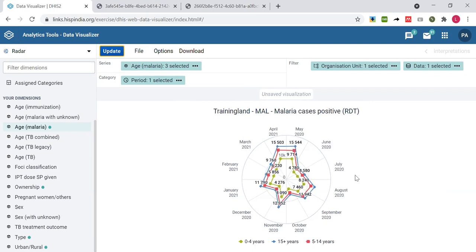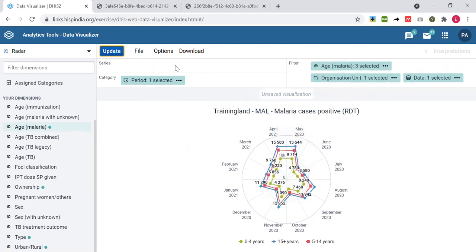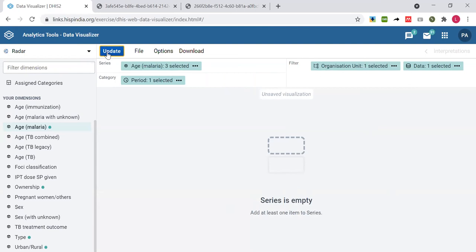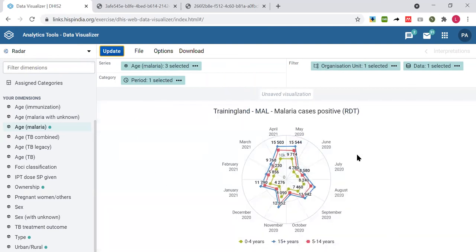Now, please note, this is a kind of trial, and it involves some trial and error as well. There is no harm in trying to visualize a wrong or inappropriate thing in any of these dimensions and trying to update. You can't break DHIS2 by doing that. You might sometimes even see errors. So let's try to update it now. Sometimes it gives a very specific error like this, series is empty, right? But it might change if the error is non-specific. So you just have to click like this, and then finally you will get a visualization, and you can decide whether it is appropriate or not.